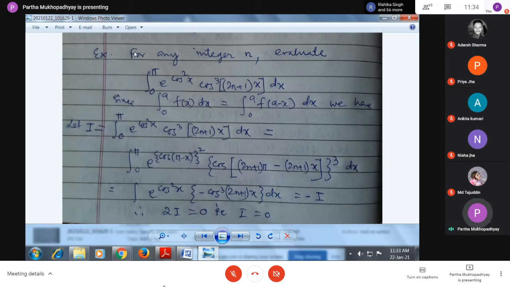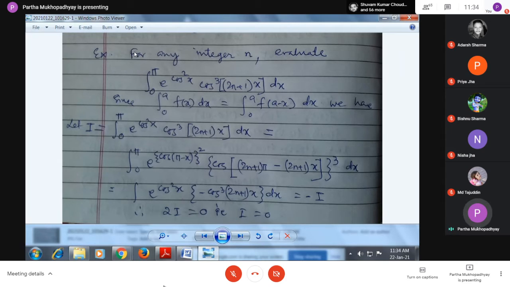Now, what is cos of pi minus x? Tell me. Cos x. Be sure. So minus cos x. This is cos a cos b plus sin a sin b, so this is minus cos x. Now cos of pi minus x is minus cos x, and minus cos x whole square is again cos square x. No change. Again cos square x.